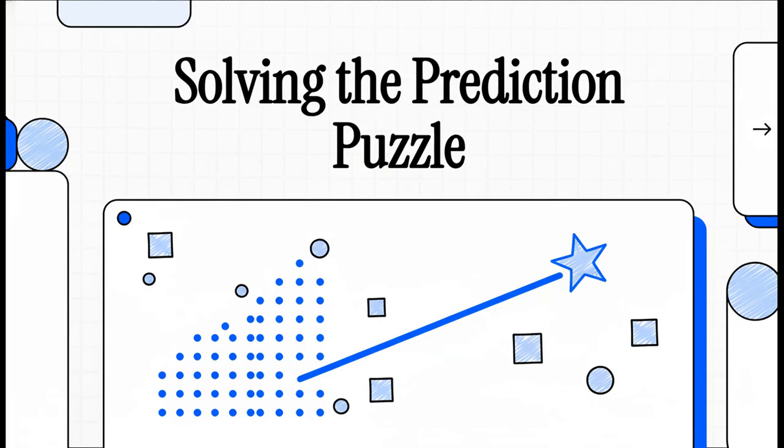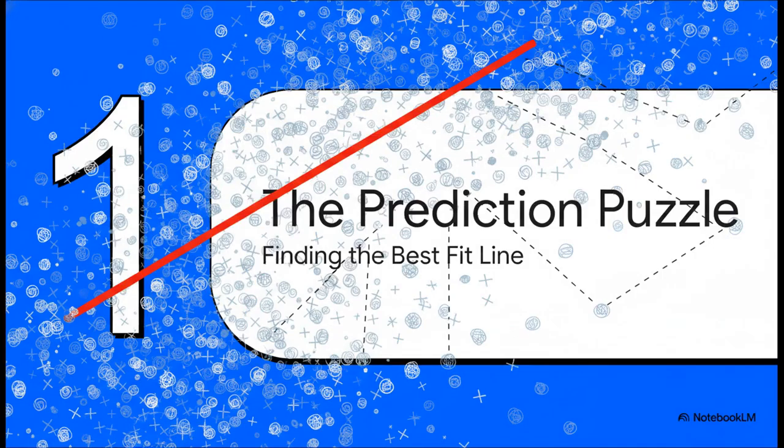You ever look at a bunch of data points scattered on a graph and just wonder, how in the world can I make a smart guess from all this chaos? Well, that's the exact prediction puzzle we're going to solve today, and we'll do it using a really cool tool called linear regression.